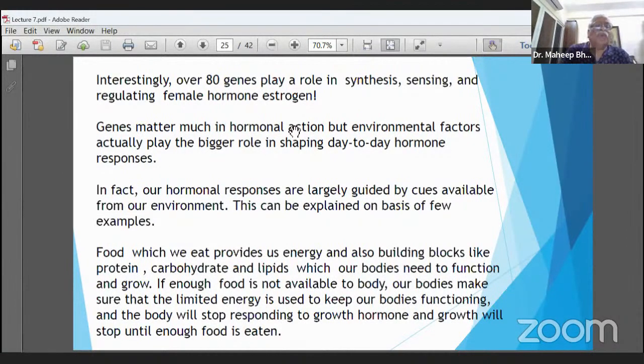Now, these hormones are synthesized in our body under the influence of genes, but they are also influenced by environmental factors. And actually, the environmental factor plays a bigger role than the gene in shaping day-to-day hormone responses.